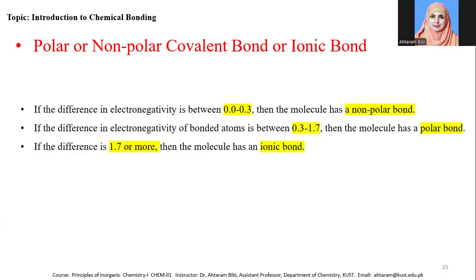Then we discussed that chemical bonds are of different types. The ionic bond and the covalent bond we discussed in today's lecture: ionic bonds are formed by the transfer of electrons, while covalent bonds are formed by the sharing of electrons. In the next lecture, inshallah, we will discuss the other types of chemical bonds: coordinate covalent bond, metallic bond, and hydrogen bonding. Thank you.